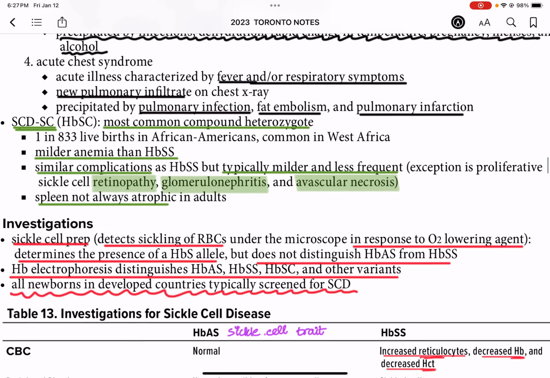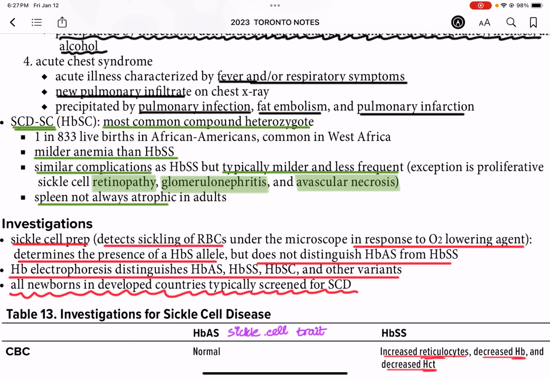Okay, over here we have some typical specific complications. We have retinopathy, proliferative sickle cell retinopathy, glomerulonephritis, and avascular necrosis.